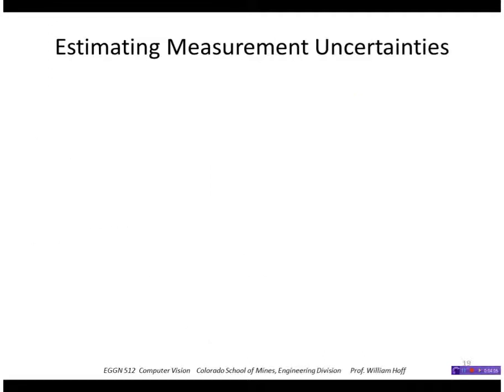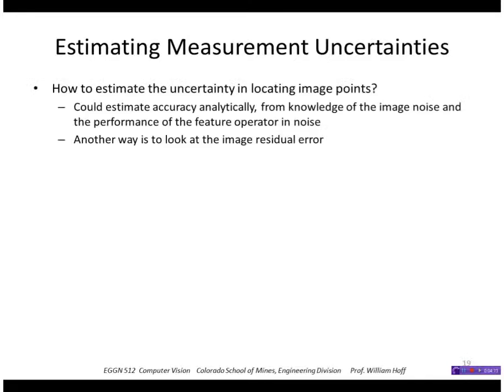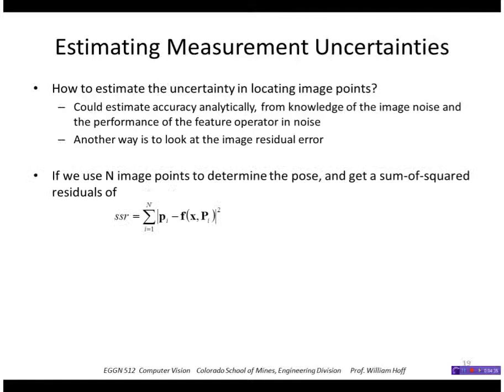Okay, how did we come up with those delta p's, that uncertainty in measuring the image points? One way to do that is to do it experimentally by measuring how well you can compute image locations, or you could do it analytically from knowledge of the feature operator and the noise. Another way to do it is to look at the image residual error. So remember, part of the process of computing the pose, we did that by computing the image residual.